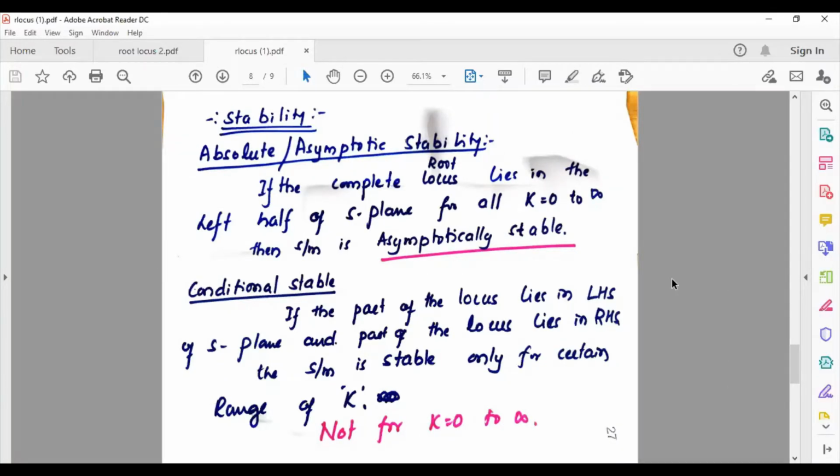One difference we can understand is that now k comes into the picture before deciding the stability. So the stability is done with respect to k. Stability is mentioned with respect to k.